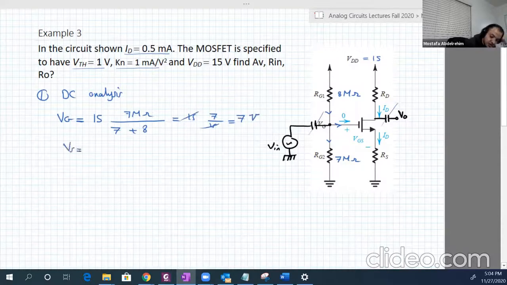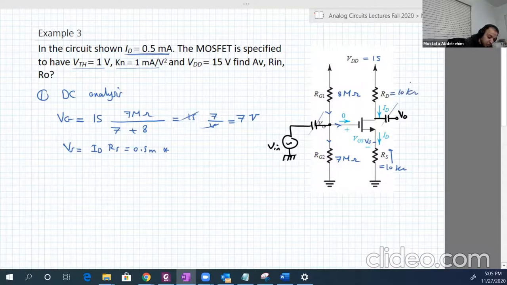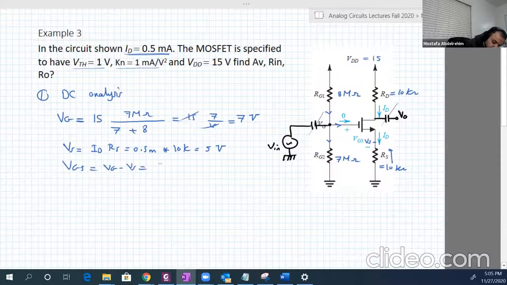And VS, the voltage at that point, is basically the voltage of the resistance. And remember, we know the current. The current is given, ID, half milliamperes. So VS is equal to ID RS, so it's equal to half milliampere multiplied by RS, which is 10 kilo ohms. I forgot to put it. And also RD is 10 kilo ohms. So half multiplied by 10 kilo, it will be 5 volt. So VGS, which is VG minus VS, is 7 minus 5, which is 2 volt.